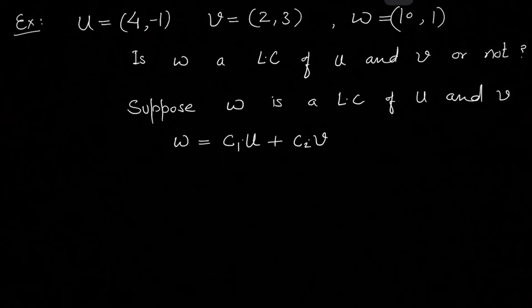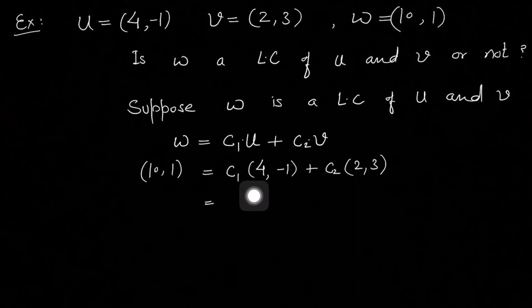So just write down the values of the vectors. W is, now just do the multiplication and add them. 4c1 plus 2c2. Second component minus c1 plus 3c2.